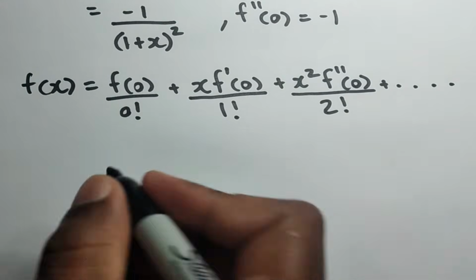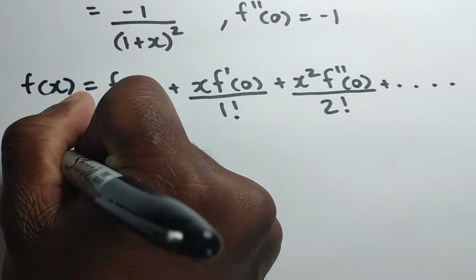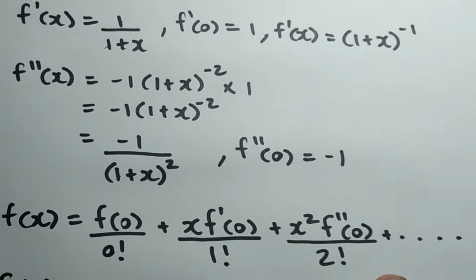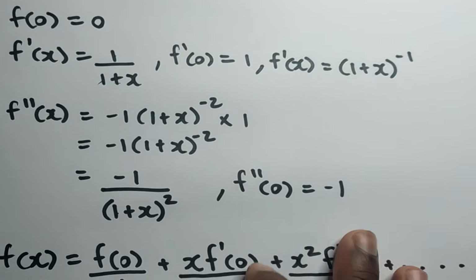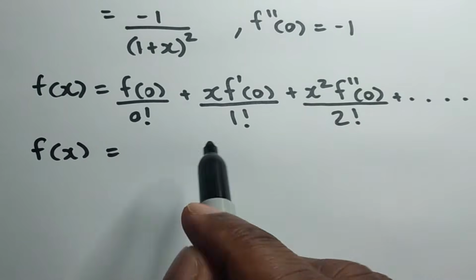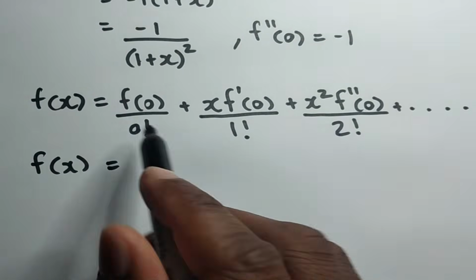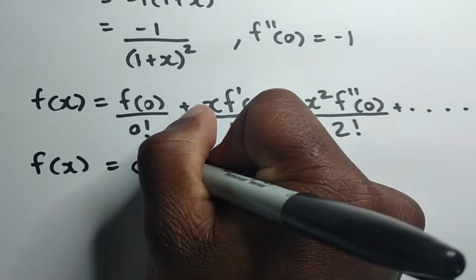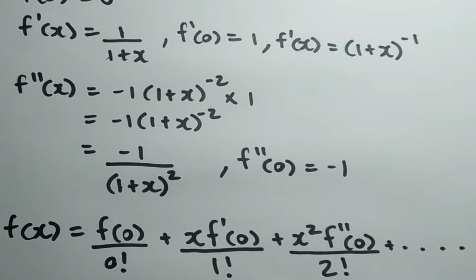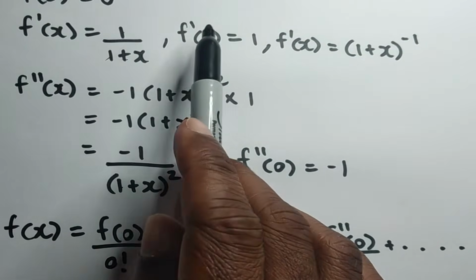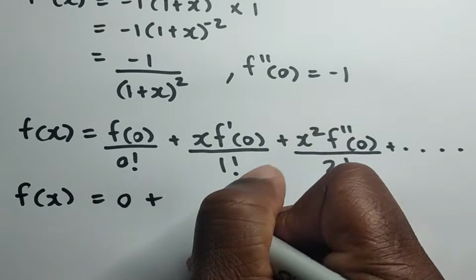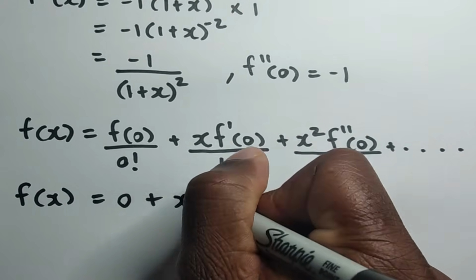Alright, so we're going to plug in the values that we got now. So f of x is equal to, what was our f of 0? Well, f of 0 was actually 0. Alright, so we'll have 0 over 1. So 0 divided by anything is 0. So right here, in fact, we can write it: we'll have 0 plus, what was the result that we got when we substitute 0 into the first differential of f of x? That was 1. So we can have x times 1 here, which is x over 1 factorial.